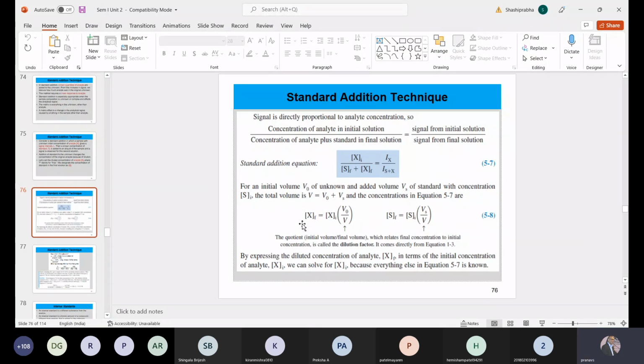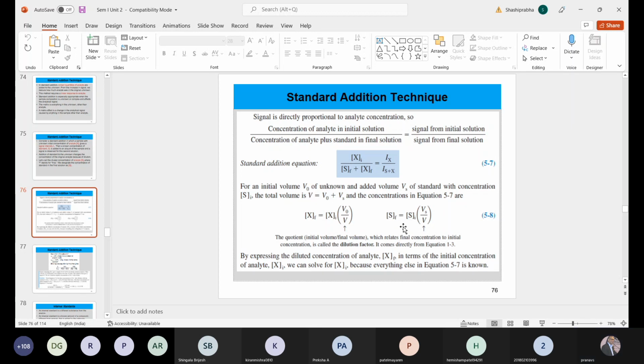Therefore देखो XF को निकालने का तरीका क्या था, ऐसे XF is equal to XI V0 by V, क्योंकि वॉल्यूम आ गया यानी वॉल्यूम करेक्शन लगाना होगा. XF निकालने का मतलब ये है XI into V0 by V, where V0 is the initial volume and VS अब जैसे लिखा है Vs is equal to standard volume of standard substance. So total volume would be V0 plus Vs. So this is your total volume.